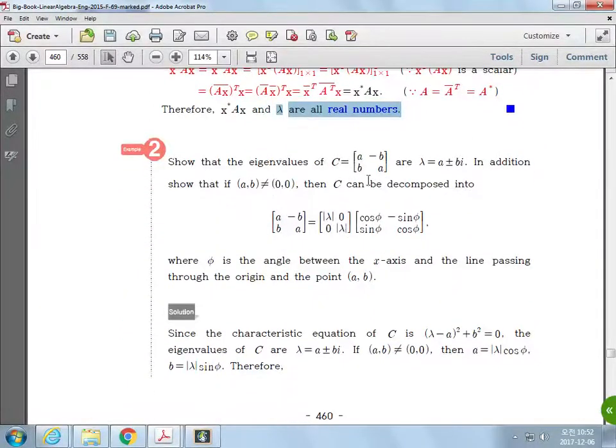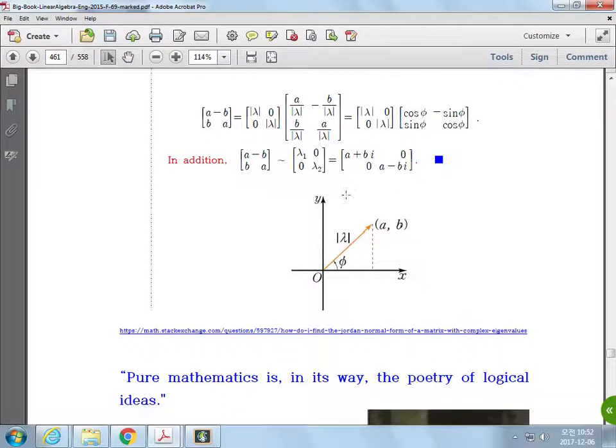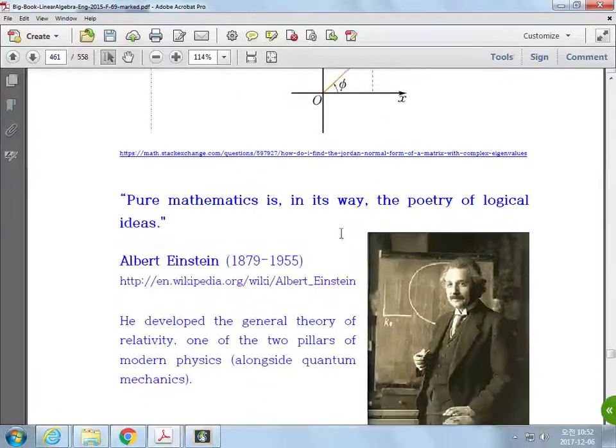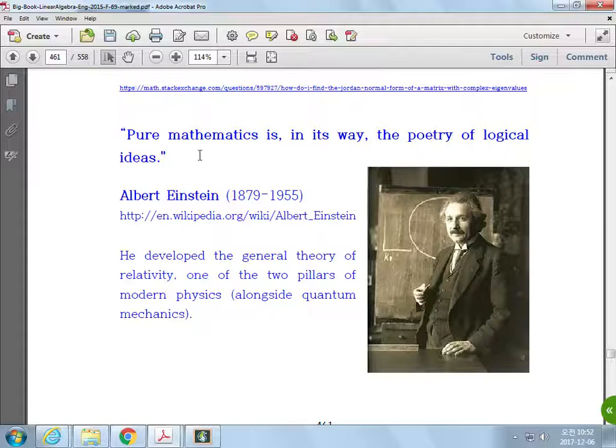Okay, here are some examples which have complex eigenvalues and how they show. I think this is the end of this section. Albert Einstein said that pure mathematics is the poetry of logical ideas. That's what you are learning in this math class.